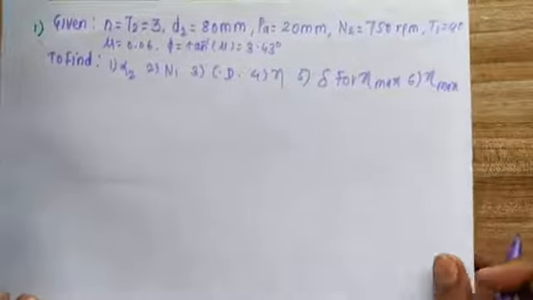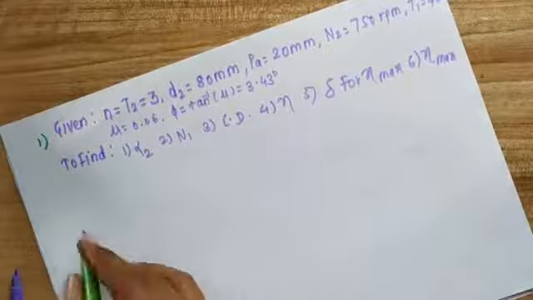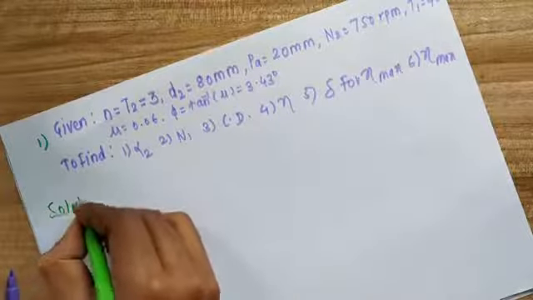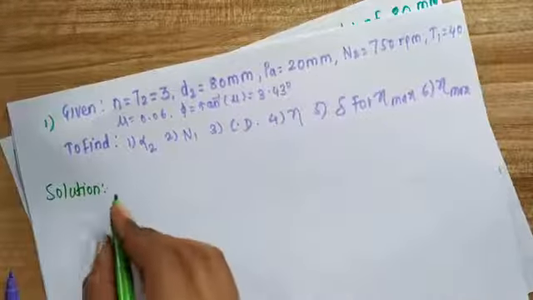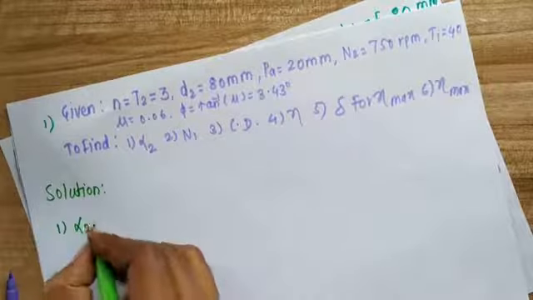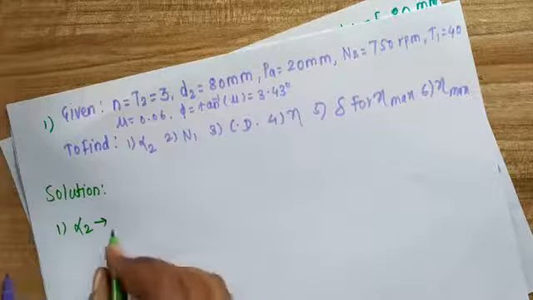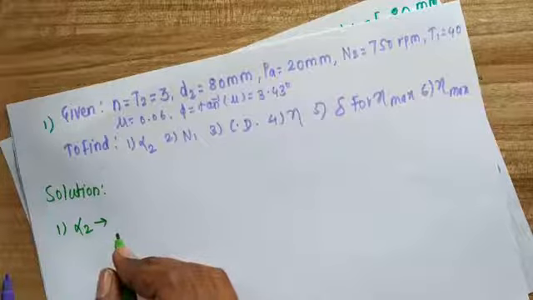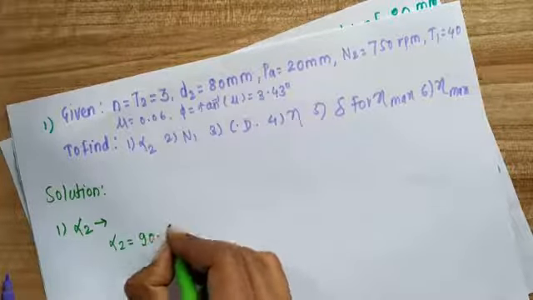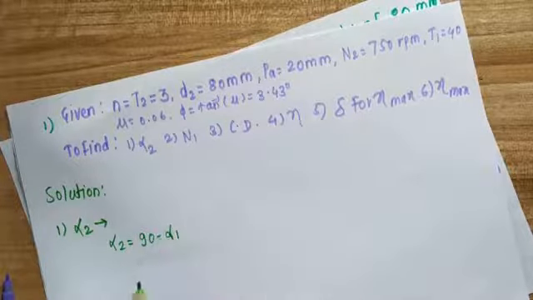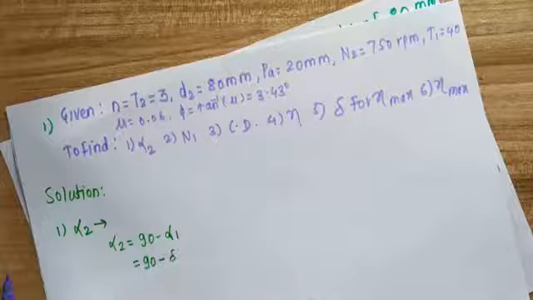For finding this, I will solve one by one. So first of all, the solution. We have to find alpha 2 first. So how do we find alpha 2? We know that to find alpha 2, that is the helix angle of the worm, we have to find alpha 1, because the relation is alpha 2 is equal to 90 minus alpha 1. Alpha 1 is nothing but delta. So 90 minus delta.